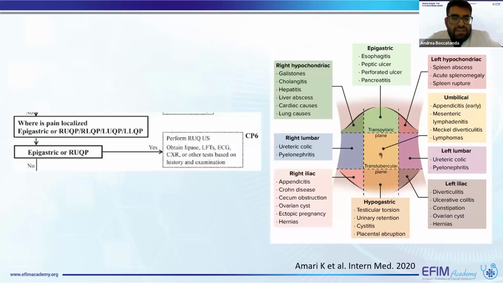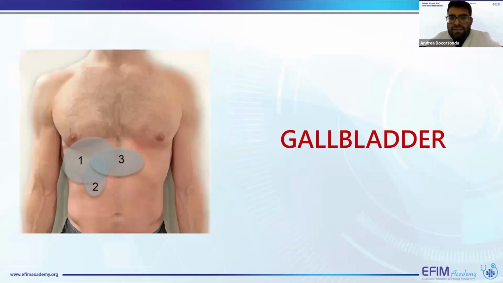Then in our flowchart, having excluded these relevant life-threatening causes, we should investigate the presence of a different disease located in the right upper, then in the epigastric, or in the left upper quadrant of the abdomen. In particular, we refer to disease related to the gallbladder. We see in this figure the scans, the principal scan, the subcostal scan, the epigastric or the intercostal scans.